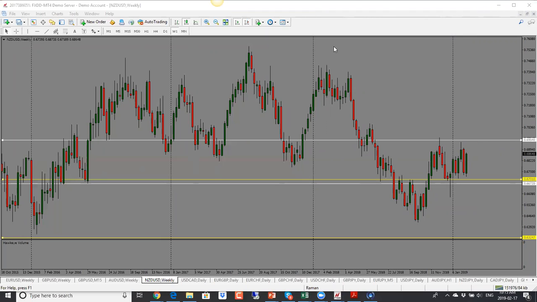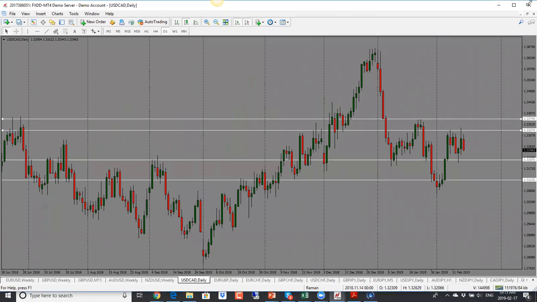0.6950 will be the target to the upside. So bullish bias for New Zealand dollar.